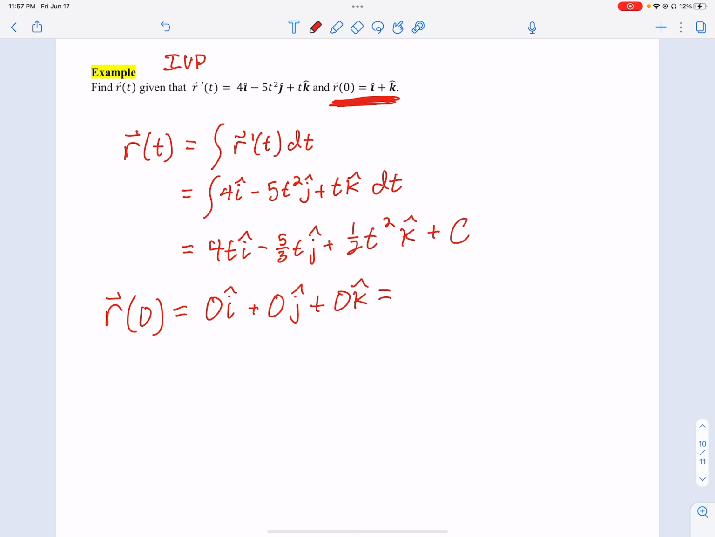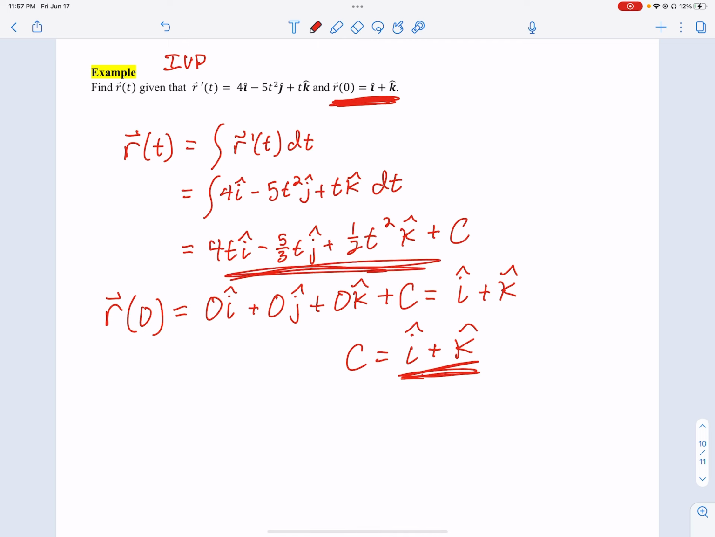So we actually gained nothing from that, plus c equals, and we just set it equal to what they had up there, i plus k, and we just solve for c. Well, there's nothing to solve for because those zeros go away, so c is i plus k. So that's going to be added back into our answer. This is going to get added into that. So we just have to put a plus 1 for the i and the plus 1 for the k.